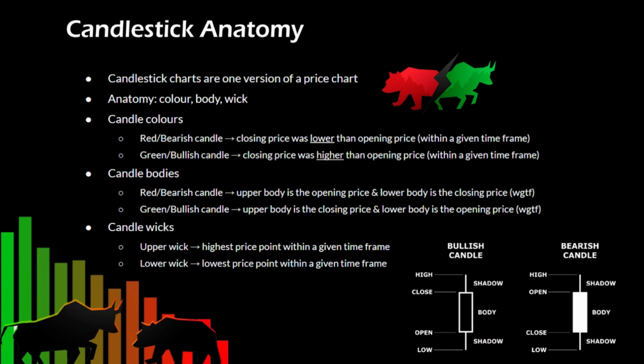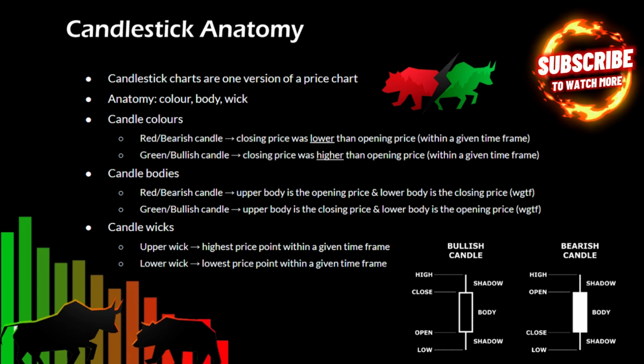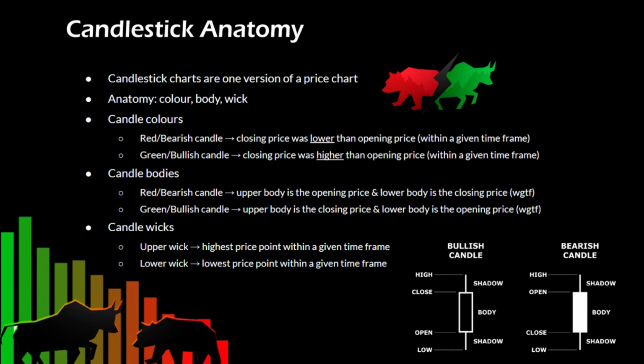Candlestick charts represent one version of a price chart, among various options available on platforms like TradingView. Japanese candlesticks are commonly used and will be our focus. These candlesticks consist of three main parts: candlestick color, candle body, and wicks. The candlestick color indicates price movement. A red or bearish candle signifies that the closing price was lower than the opening price within a specific time frame. Conversely, a green or bullish candle indicates the closing price was higher than the opening price.